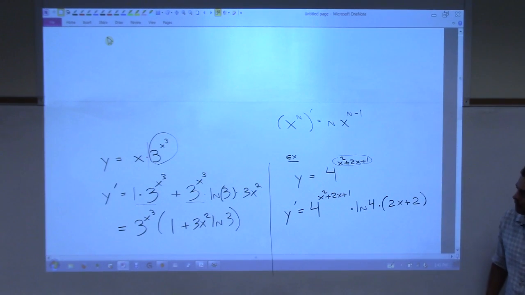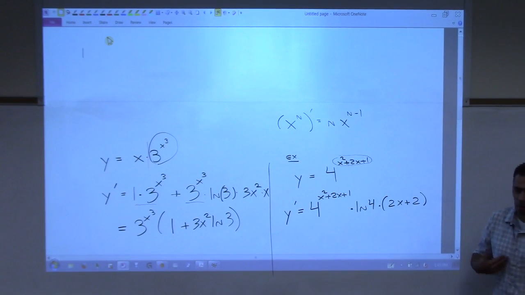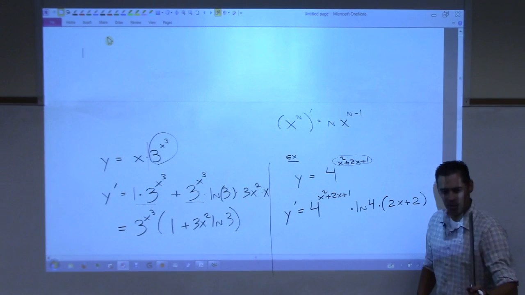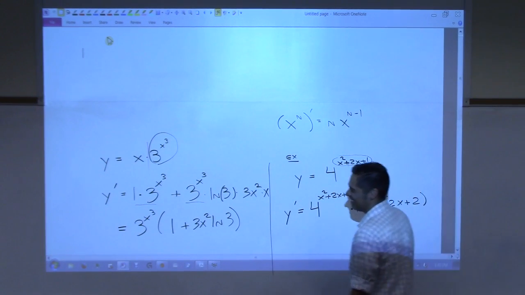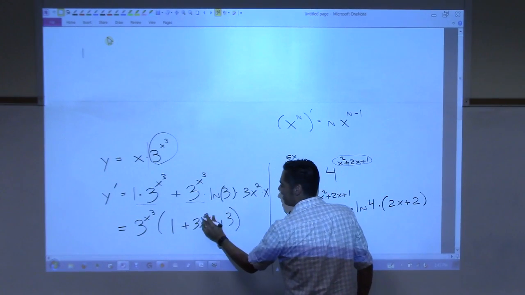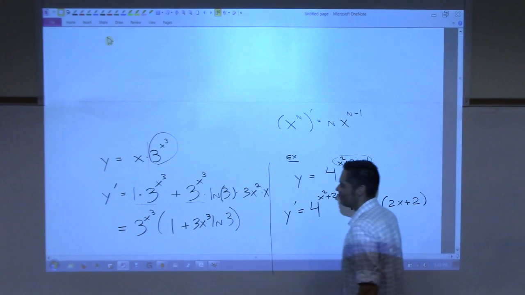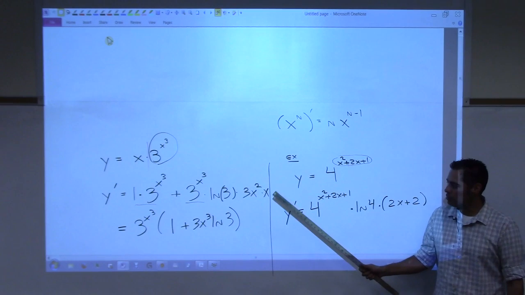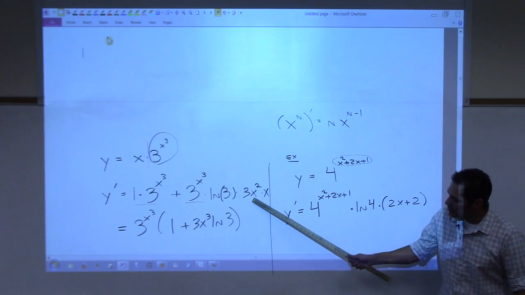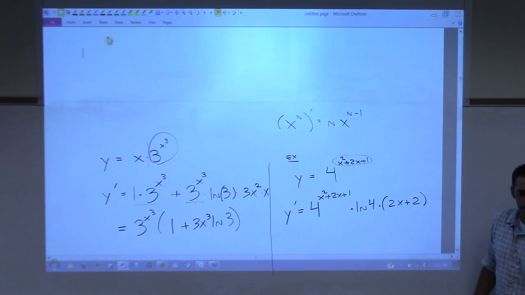Yes? I think you forgot to multiply with the x on the second. Oh, I forgot the x. Thank you. I forgot to finish off my product rule. So did everyone see the x I left off the product rule? So where's the x? So that becomes x cubed right there, and that's what I have here.